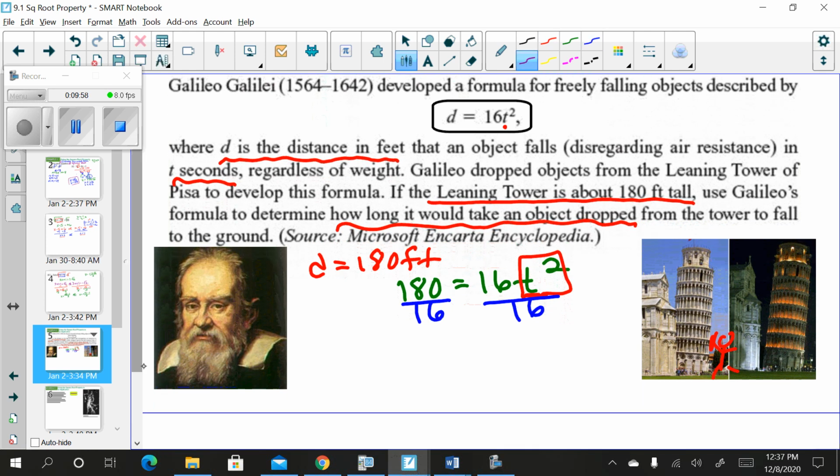All right. Lovely picture of Galileo there. 16 divides into 180 how many times? This may not be a nice number. I don't think it is. I think it's 11 and a quarter, but that's okay. We have a calculator. We can deal with that.